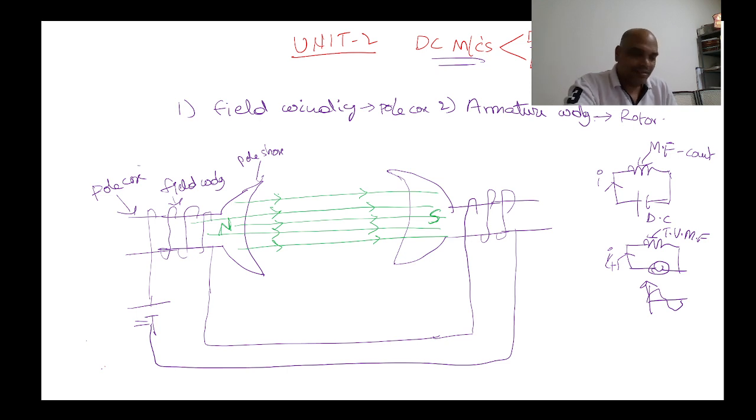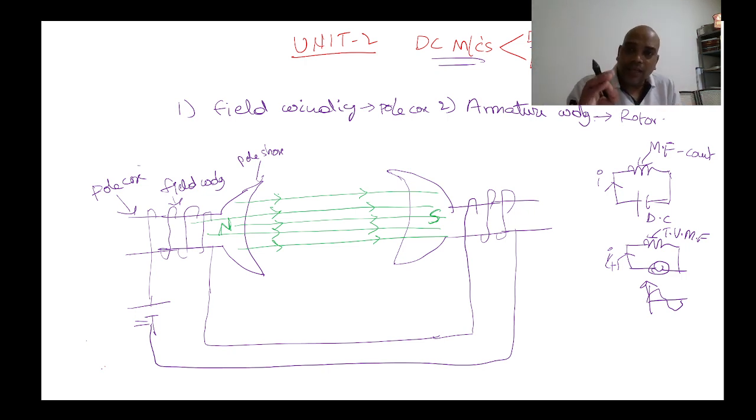What is the conclusion? Take one coil, and if you apply DC supply, a constant magnetic field is developed. The magnetic flux lines pass from the north pole to the south pole. Let this be the north pole and this the south pole. These are the flux lines, passing from north pole to south pole like this. Understand? So this is about the field winding.